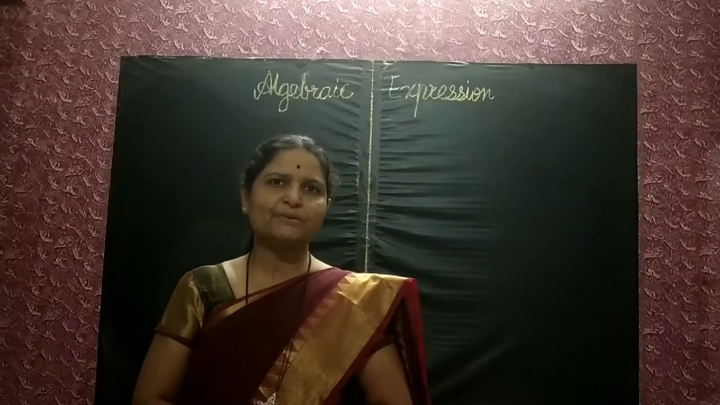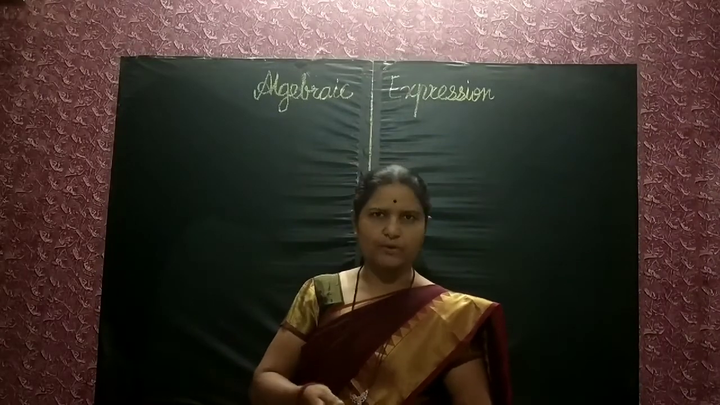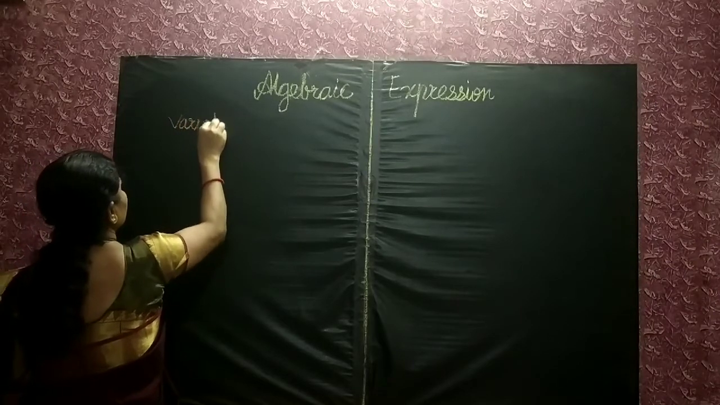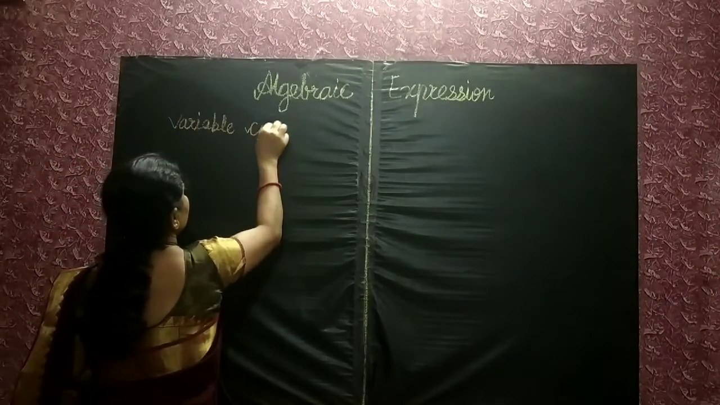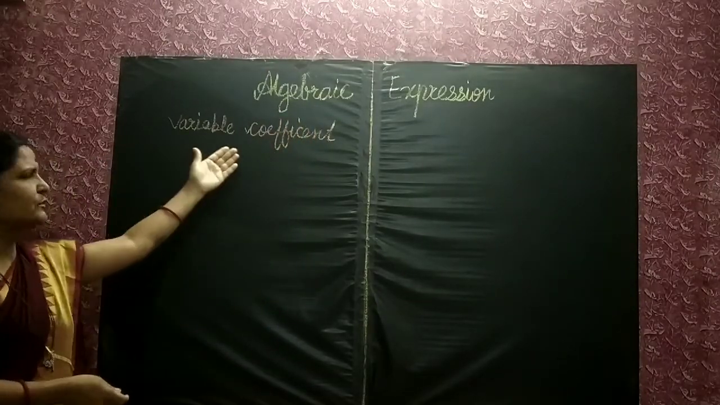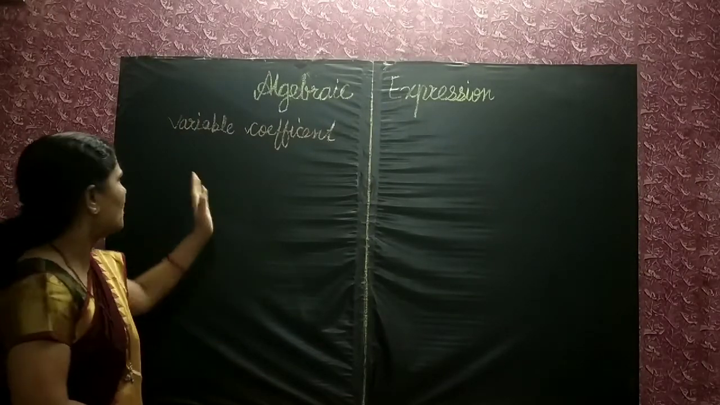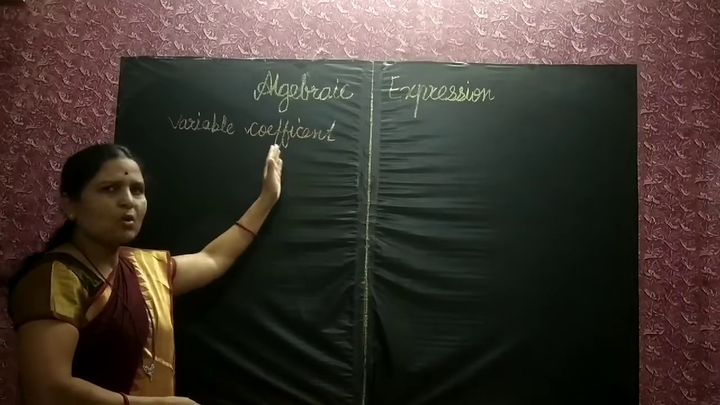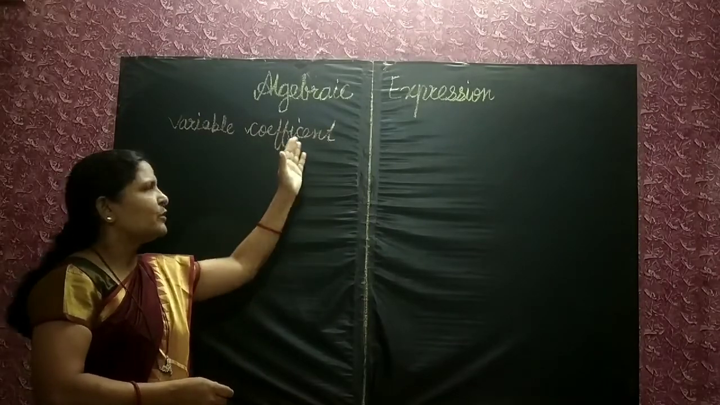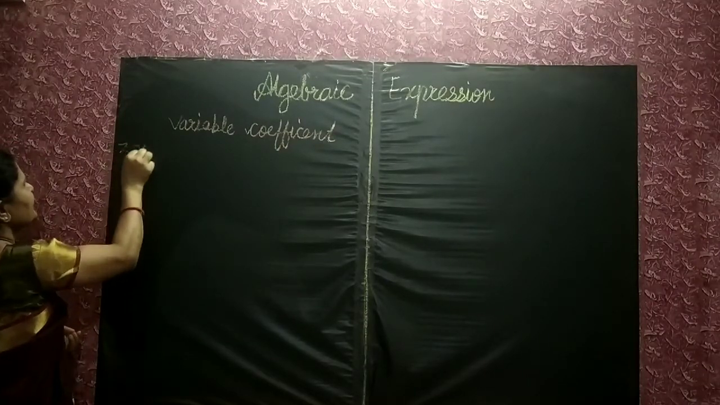Students, today we are going to learn algebraic expressions. First, we'll see variable and coefficient. What do you mean by variable? A symbol which does not have a fixed value is called a variable, and the quantity which has a fixed numerical value is called a coefficient.